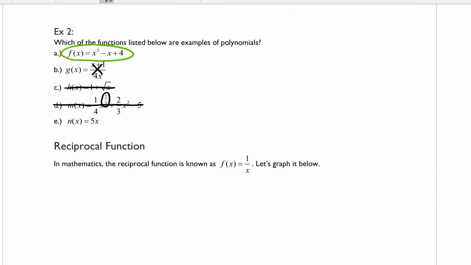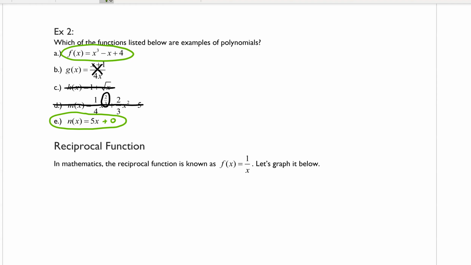The next one is a linear function. We just have n of x equals 5x. And if it helps you, you could put a little +0 there for the b value. But this is an example of a polynomial. We said earlier that all linear functions are also polynomials. So I'm going to go ahead and circle that one. So only the first one and the last one are examples of polynomials. All right, so that's all I wanted to say about polynomials.